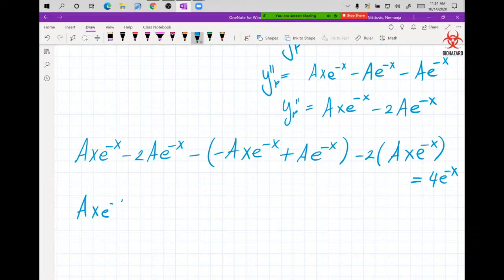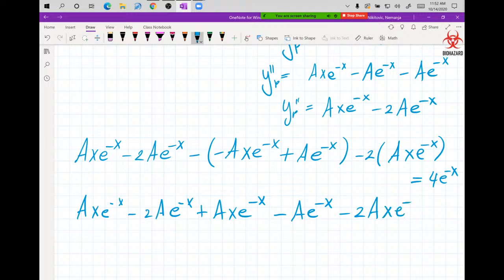ax e to the negative x minus 2a e to the negative x plus ax e to the negative x minus a e to the negative x minus 2ax e to the negative x equals 4e to the negative x. Do we all see this?